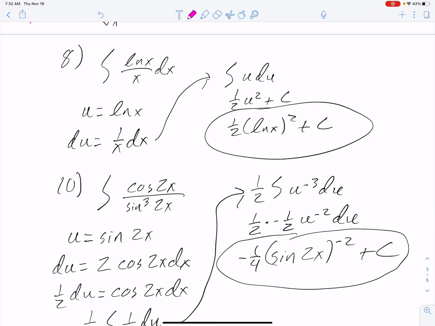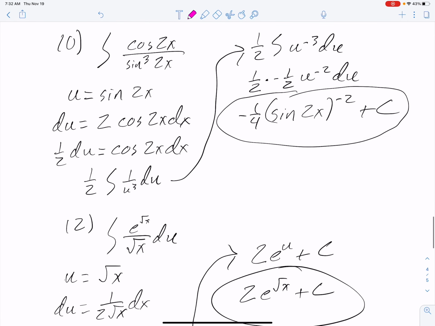8, very similar to what we saw in number 2, where I pick a natural log. I do see the derivative of the natural log because I've got an x in the denominator. I don't have to worry about any coefficients in this one, so I rewrite my integral, use my anti-power rule, write my final answer.